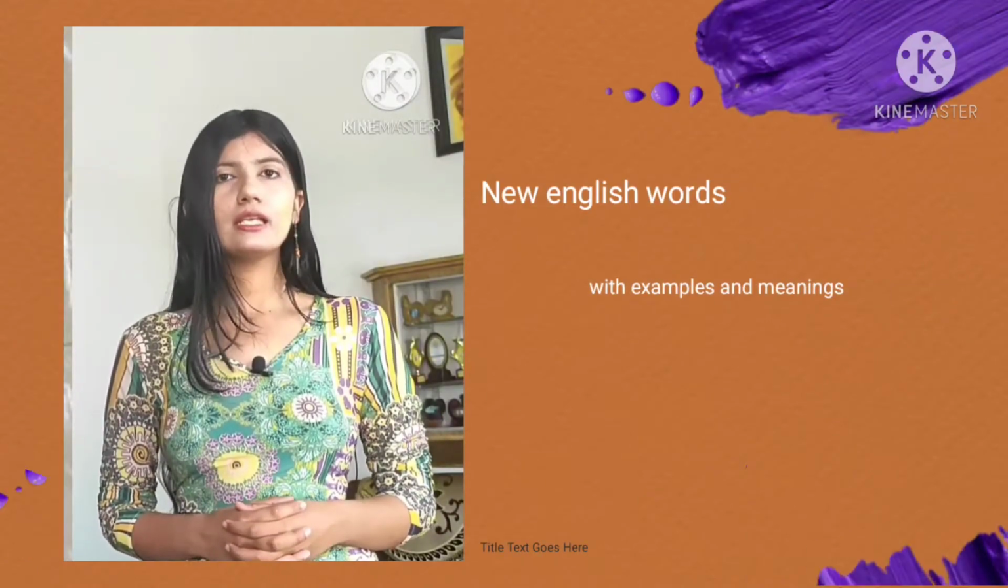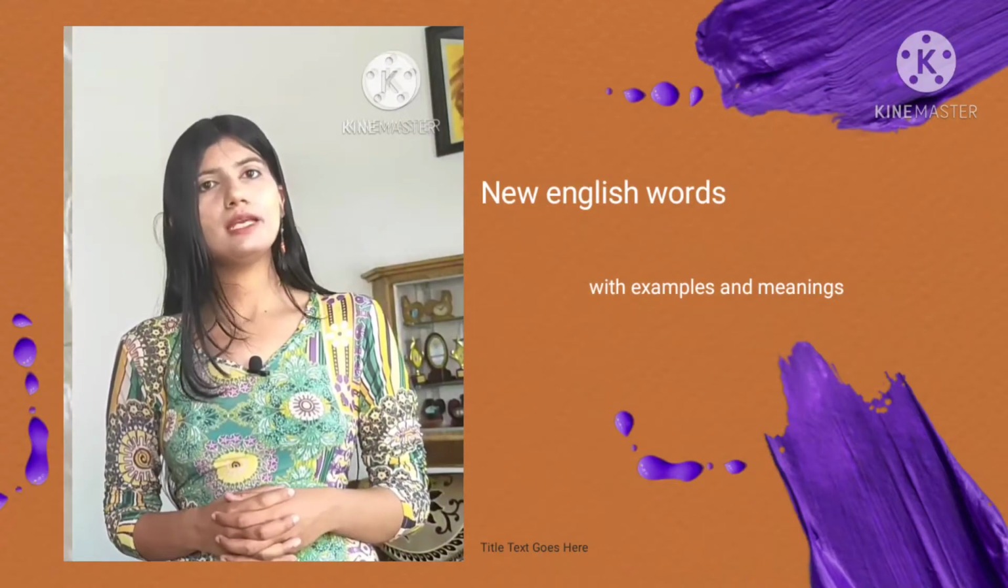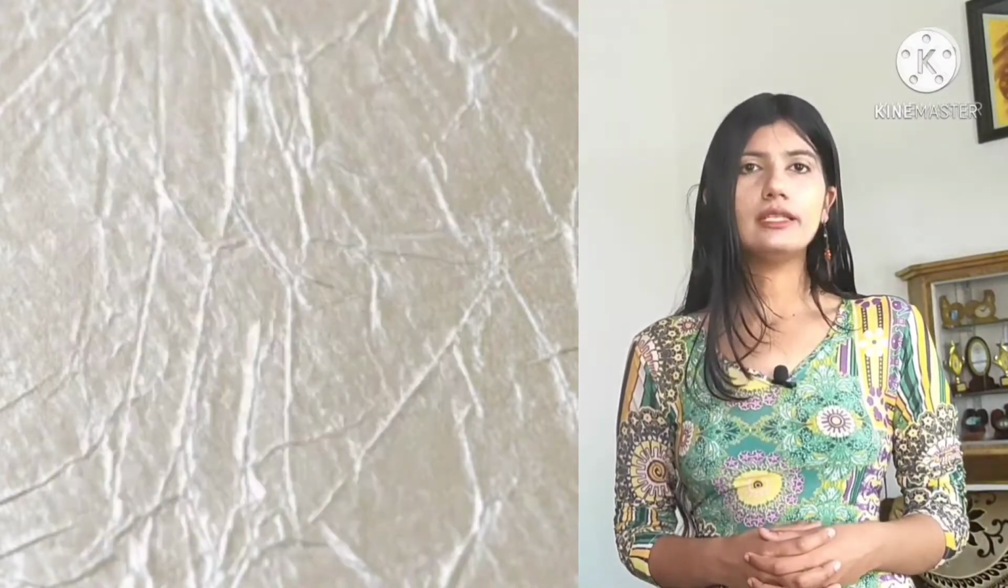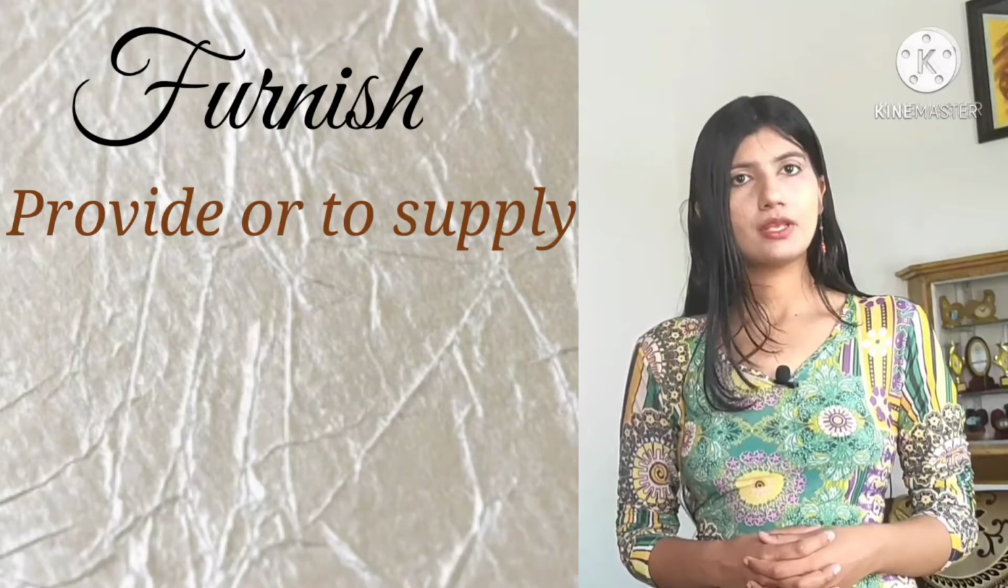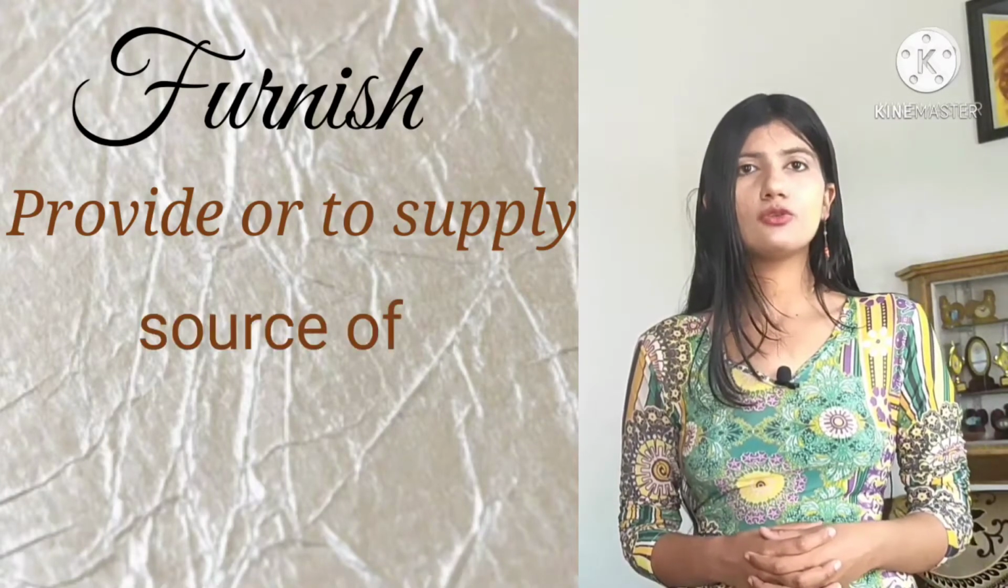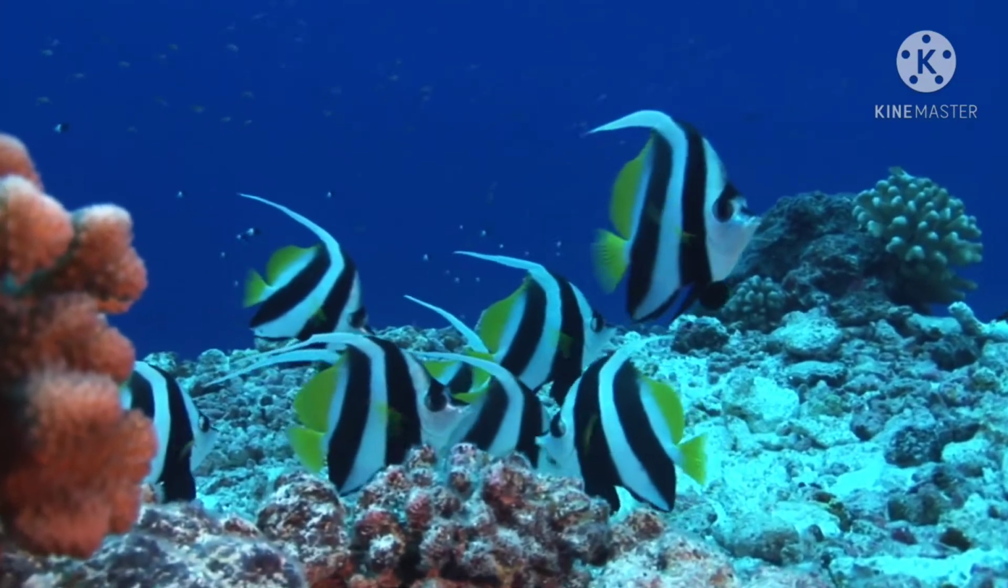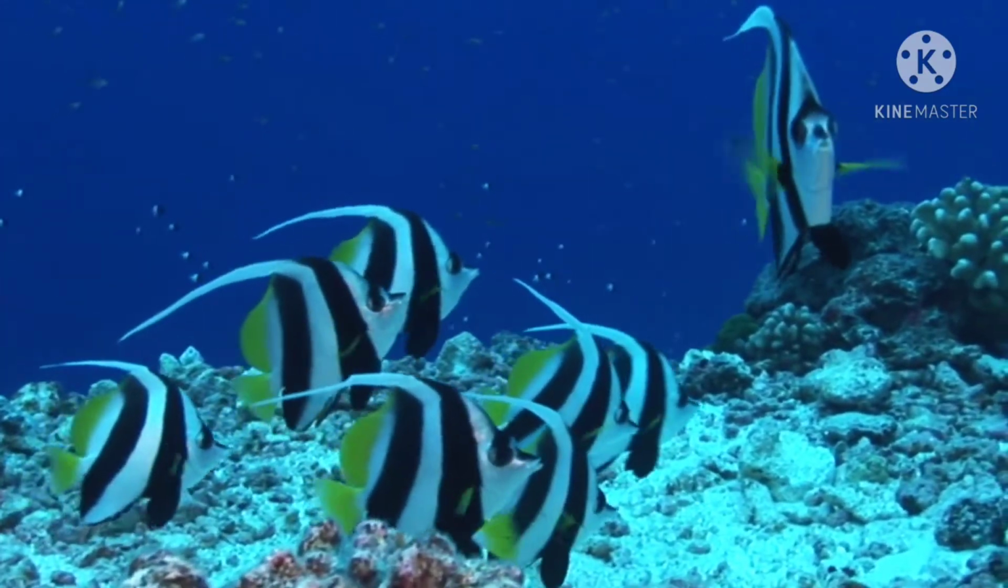Today I'm here with English words with examples and meanings, and I will also try to explain them in Punjabi or Hindi language so that the freshers could get it easily. So let's start with our first word, that is furnish. Furnish means to provide or to supply, or it also means to be a source of. For example, the fish furnish an important source of protein.